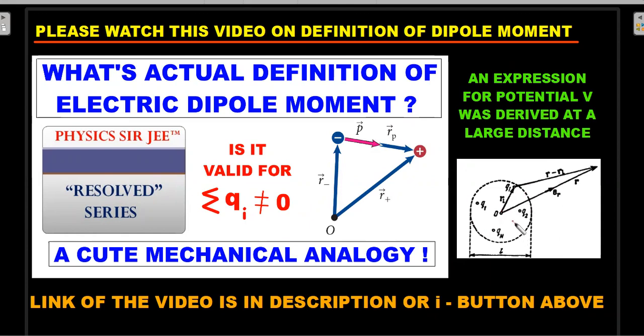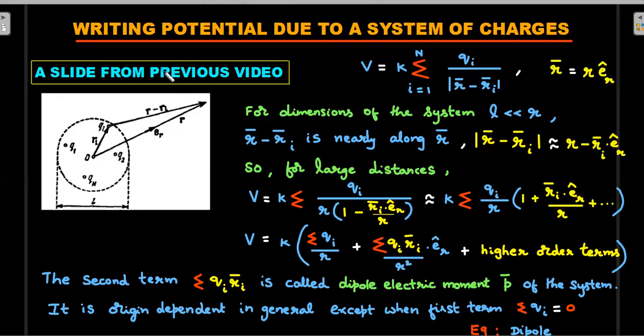I'll also revise what we did in that video in the next slide, but it will be quick and less elaborate than what I did in the last video. Let me move forward. This was the slide I directly picked from that previous video, so some of you might have recognized it. What we did there is take a system of charges and, at a large distance, try to write the potential due to this system. Upon approximations, this system throws up a sequence of terms for the potential at large distance.